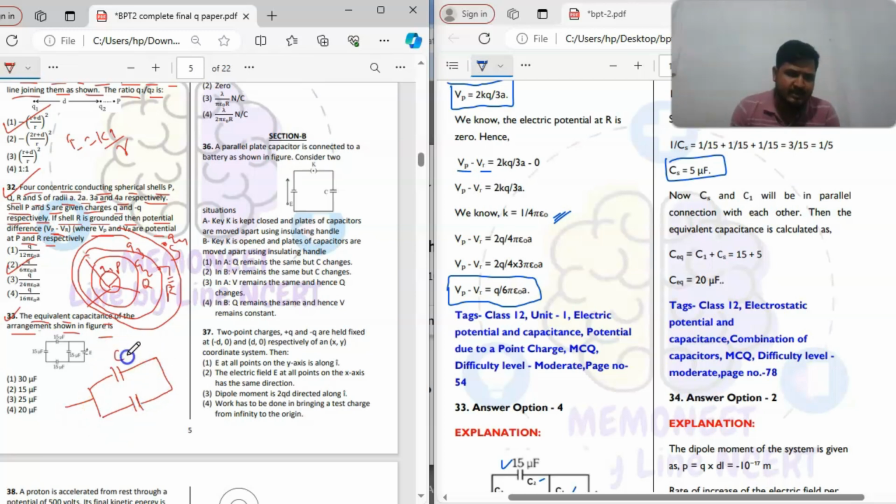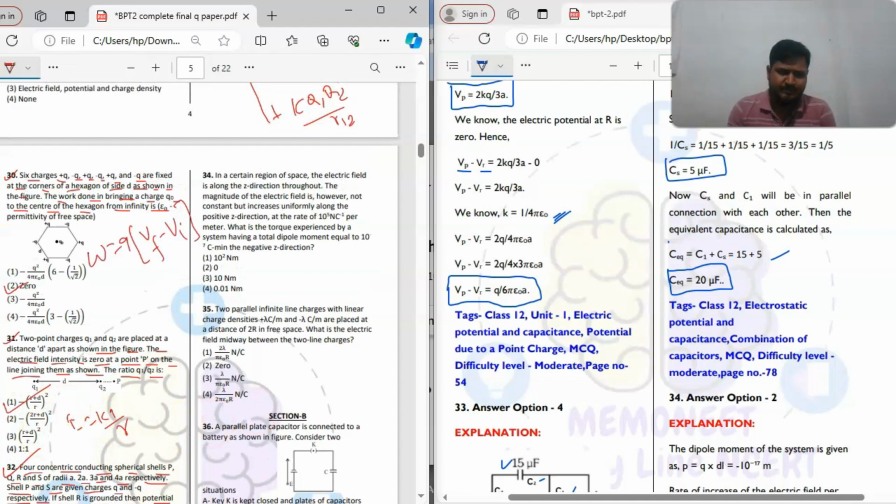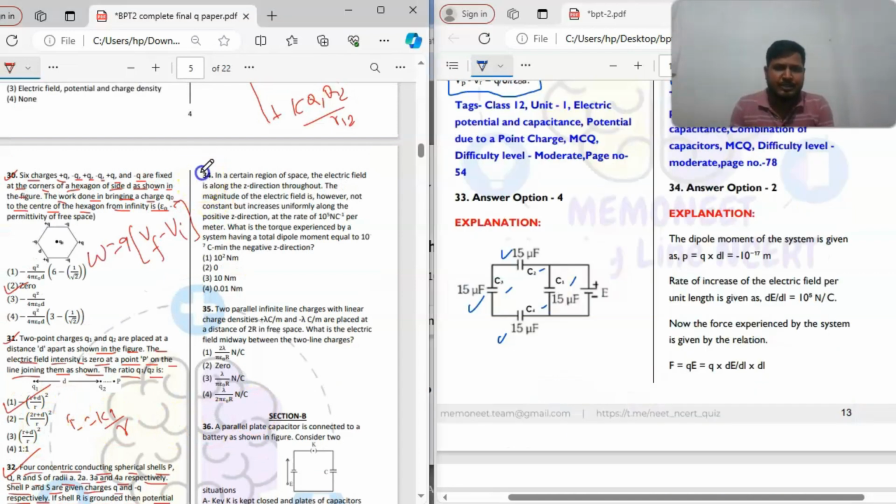In parallel of this is CS, and C1 is in parallel with this one. Now we have to find the equivalent capacitance of this. So C equivalent is C1 plus CS. CS, you know the value, is 5, and after solving we get 20 microfarad. So our fourth option is the correct option. Here we have to use the series and parallel combination of capacitance, right? Now move to the next question.